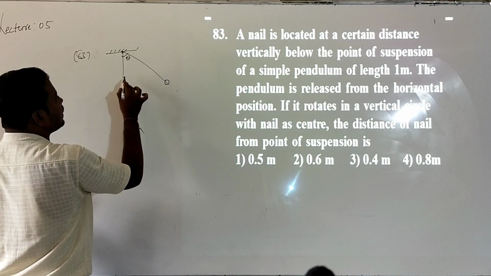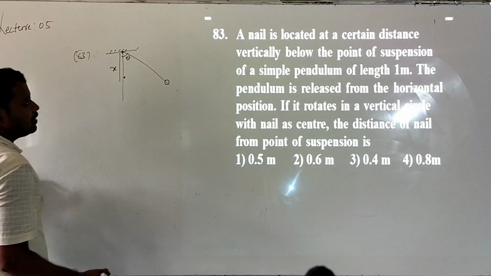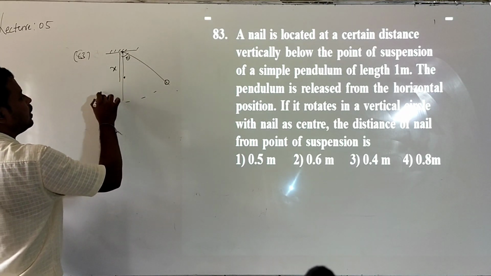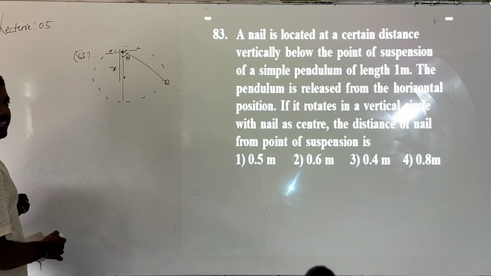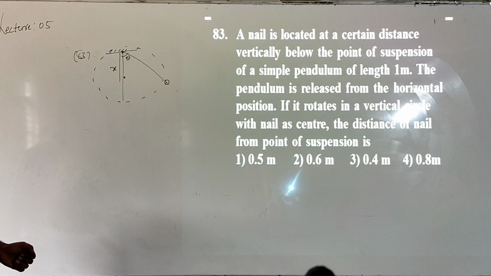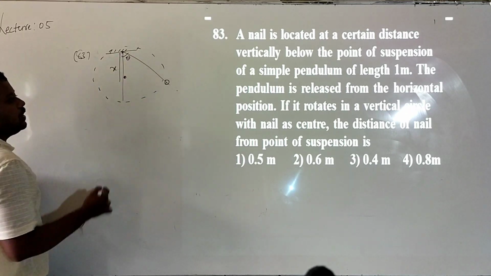Here a nail is fixed. Let me call the distance of the nail from the point of suspension x. After releasing, the bob starts executing vertical circular motion with the nail as the center. Can you remember this concept? With the nail as center, what do we want to calculate? The distance of this nail from the point of suspension.